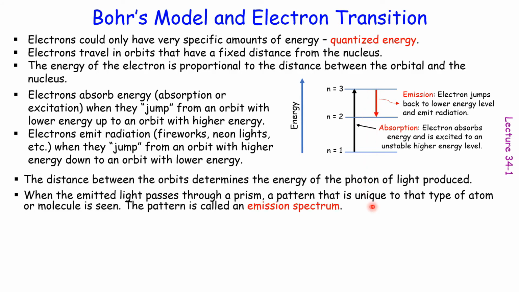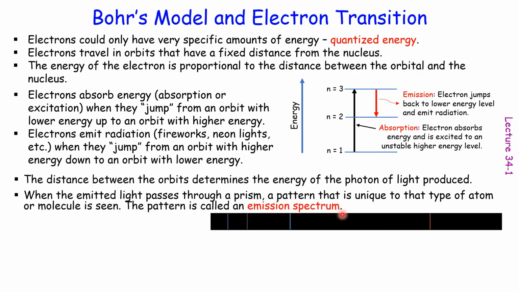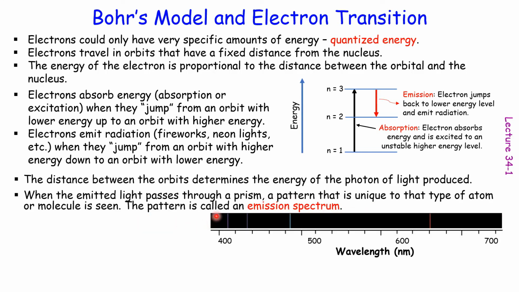So when light passes through a prism, a pattern can be seen, and that pattern is called an emission spectrum. This is actually hydrogen emission spectrum. So what you can see here, that's the wavelength. Lower wavelength, which means higher energy, that's with a violet radiation, and then higher wavelength, which means lower energy, so you have a kind of orange reddish light here.